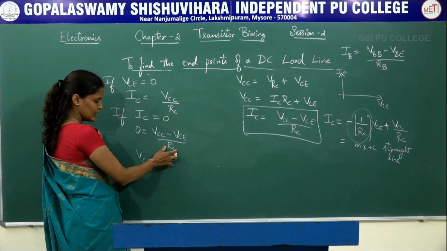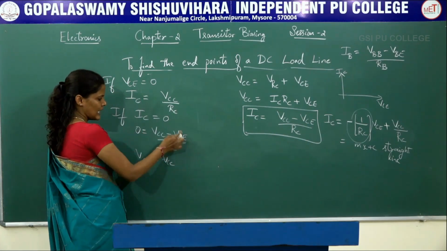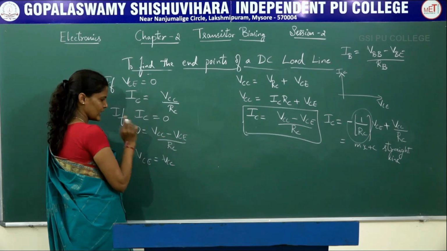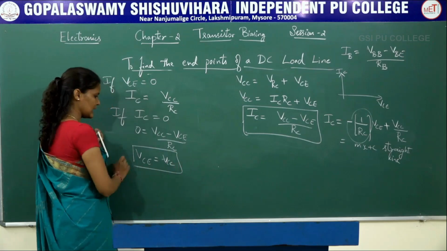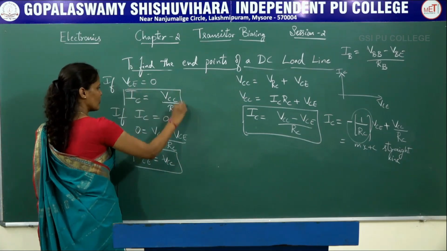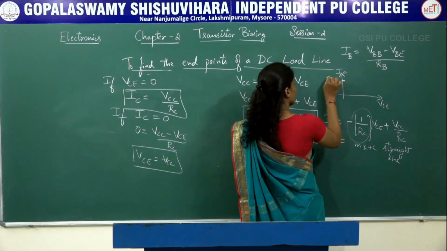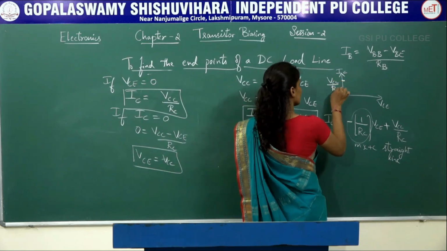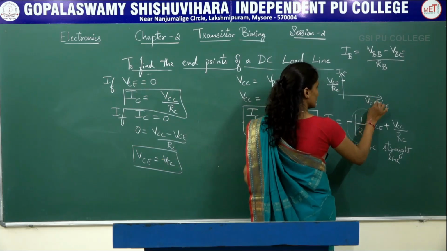Why? RC will be multiplied with 0 when cross multiplying, so this becomes 0. I'll be left with VCC minus VCE equals 0, so VCE equals VCC. So I'm going to get 2 points where the IC value will be equal to VCC by RC and the VCE value will be equal to VCC.